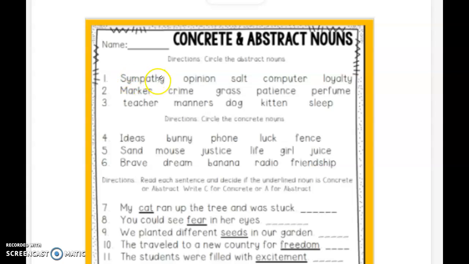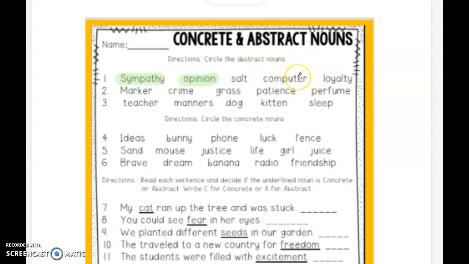What about sympathy? Can I go grab a sympathy, bring it over here and have you see it? No, that is an abstract noun. What about an opinion? Can I draw you a picture of an opinion and have you look at it? No, so that is an abstract noun. What about salt? Could I go get some salt and show you? Could you taste salt? Yes, so that is not an abstract noun.